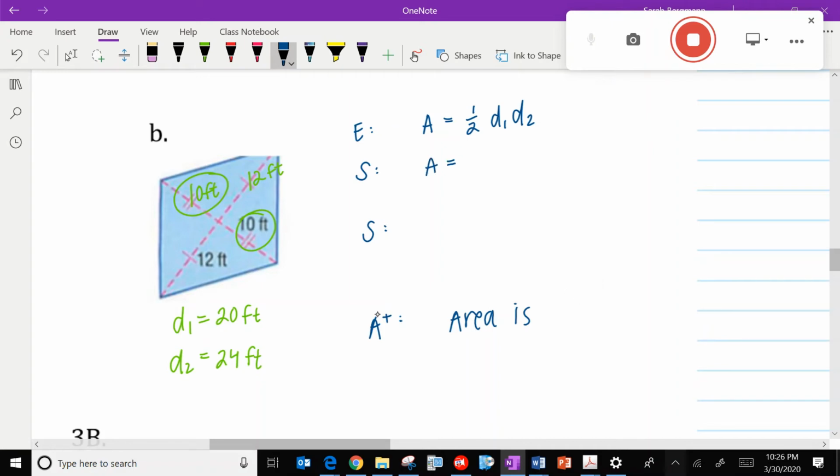Now we're ready to substitute. So one diagonal is 20, the other is 24. To solve, we can do 1/2 times 20 first, that's 10. 10 times 24 is 240. So the area is 240 feet squared.